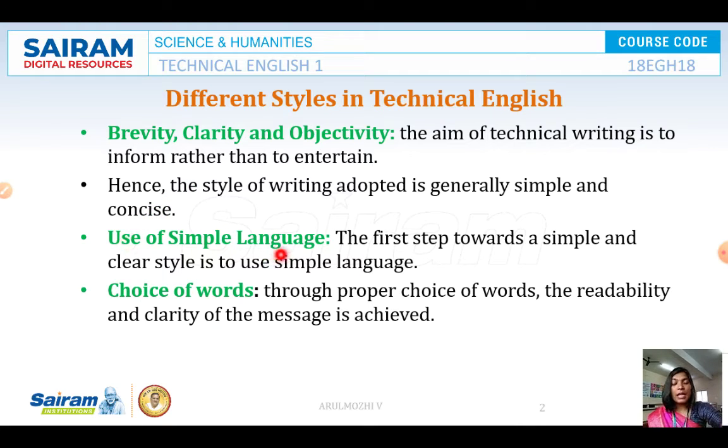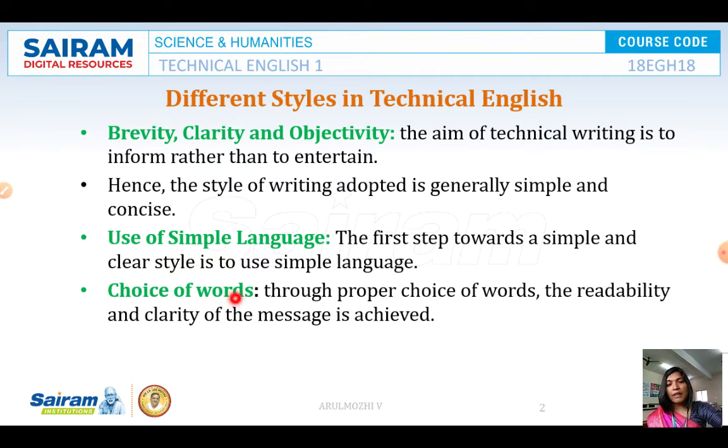So use simple language. You should use only simple language in technical English. The first step towards a simple and clear style is to use simple language. Technical subjects themselves are very complicated. If you want to make the audience understand the topic you are talking about, you should opt for simple language. Otherwise it will become very difficult for the audience to grasp what you are getting at. Simple language is the main tool with which you can help your audience understand the topic. So you should always go for simple language.